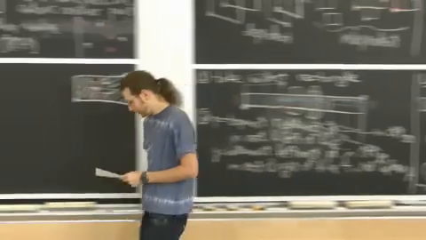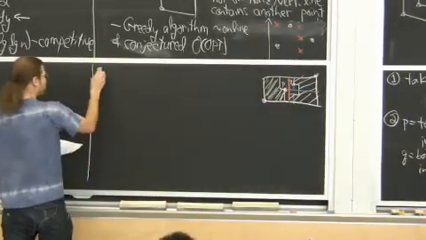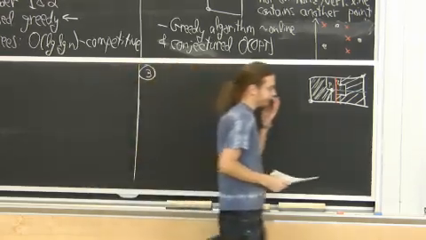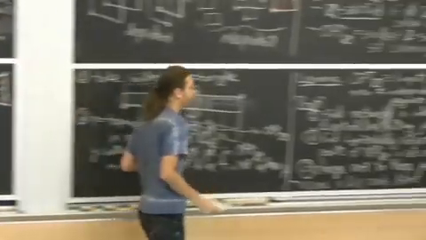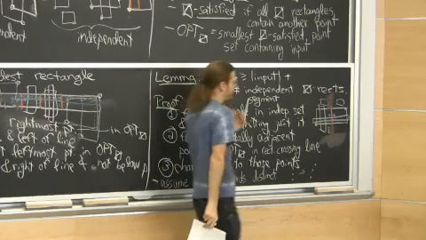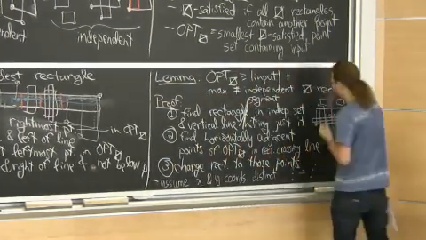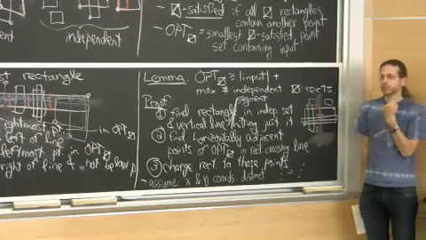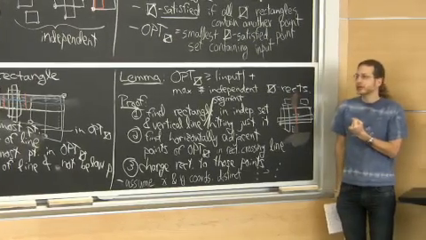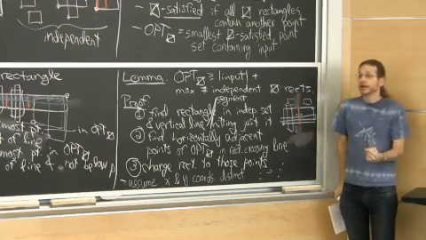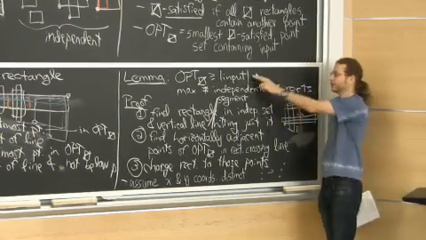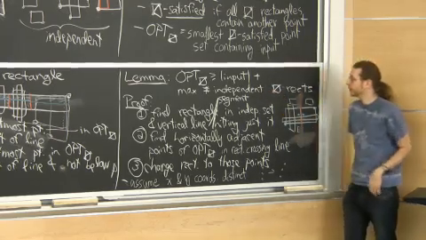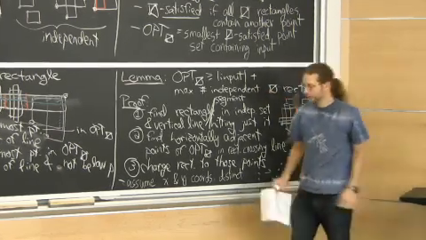Finally, we get to step 3. So the idea with step 3, now we're going to do a charging argument. We want to find, for every independent rectangle, a point that's in opt, and therefore was not in the original input, and therefore opt plus has to be at least the size of the input plus 1 per each of these plus rectangles.